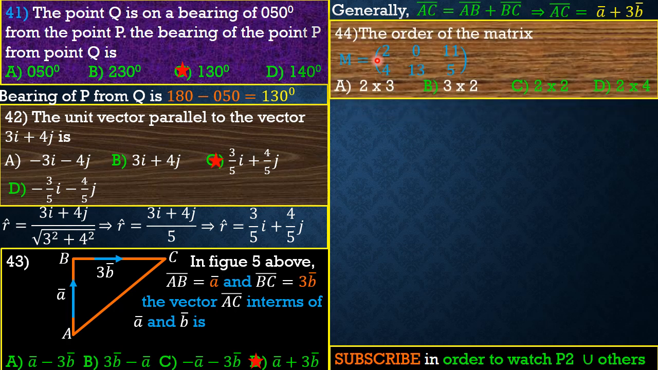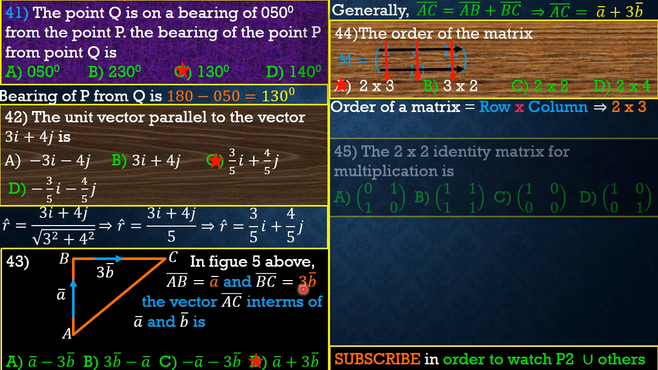Question 44, guys, is that the order of the matrix M equal to this is. So the order of a matrix generally is simply given as rows times columns. So guys, in this case, we have 1 row and 2 rows. Now guys, let's count the columns. We have 1 column, 2 columns, and 3 columns. So it simply becomes a 2 by 2 matrix. I mean a 2 by 3, sorry. So that's the order of the matrix, 2 by 3.